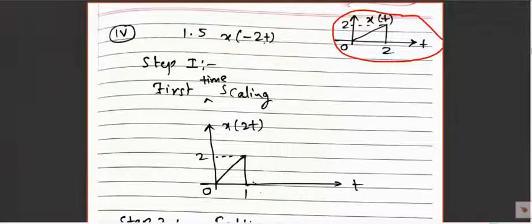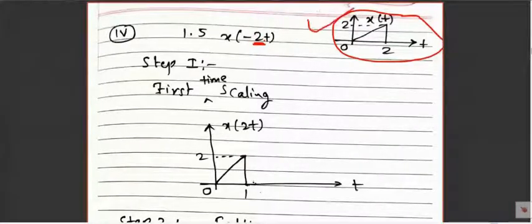Now you can see that here no shifting is there. We are not adding or subtracting any constant with t, so no time shifting. Directly we have to go for the scaling because there is a factor 2. So 2 is the factor. 2 into t, so we have to divide. 0 divided by 2 is 0, 2 divided by 2 is 1. So this is how we have done the time scaling.